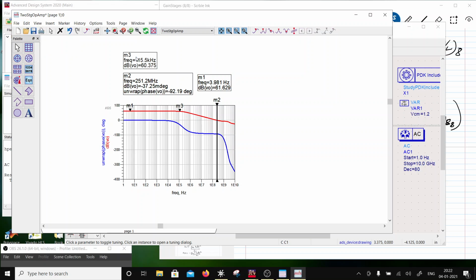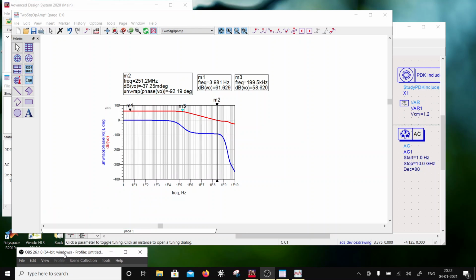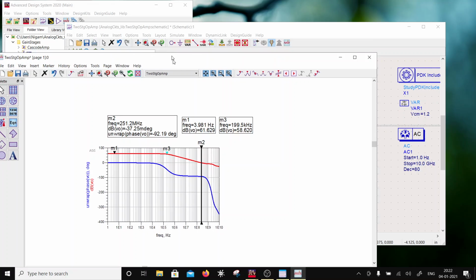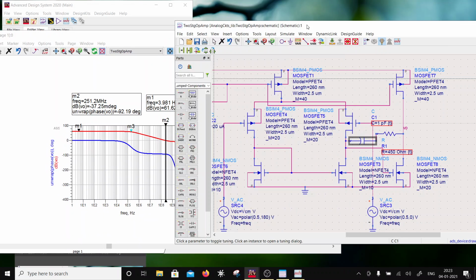The first corner frequency is going to be at 58.6, roughly 99 kilohertz. Let's see if I'm recording. Yes, 99 kilohertz. That is even smaller than what happened with the cascode, right? Now let's see if I can improve the corner frequency without sacrificing a lot of gain, right?